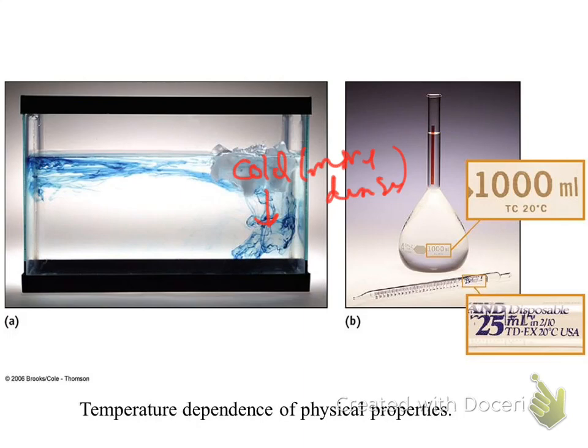Now, what's the solid ice doing relative to the liquid water? It is floating, exactly. So as it turns out, the density of ice is less than the density of liquid water.